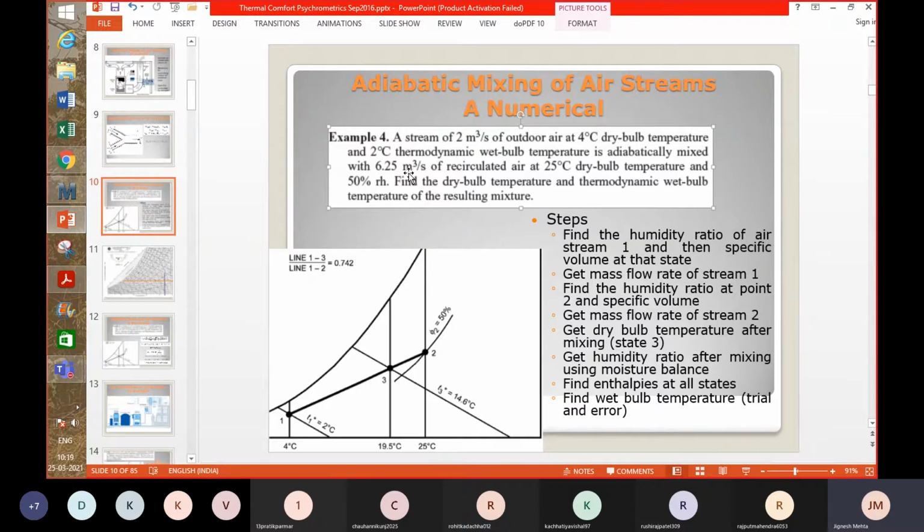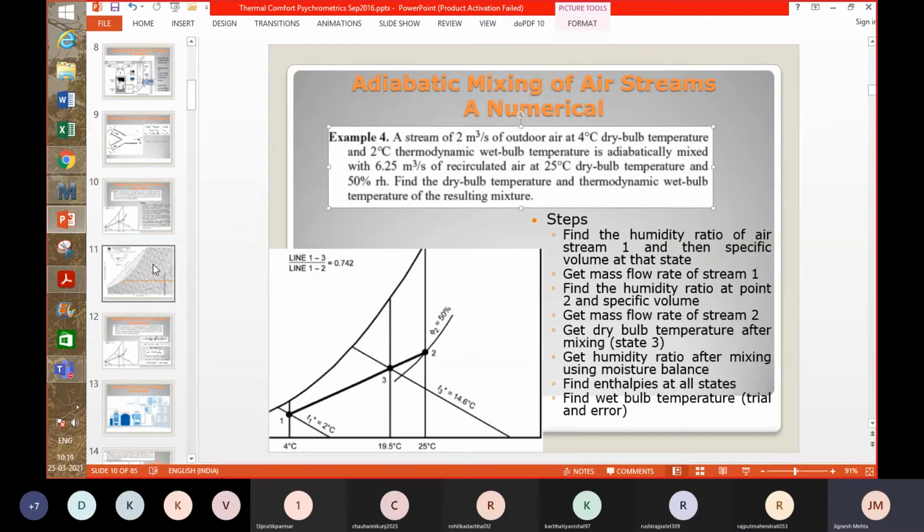So point one should be located, and point two also should be located on the psychrometric chart. Point two is 25-degree dry bulb temperature and 50% RH, and this could be the room condition. You are taking the return air from the room and recirculating that air, but before that you are mixing the outside air with it. So you are interested to know what will be the state after mixing. That's the objective of this example.